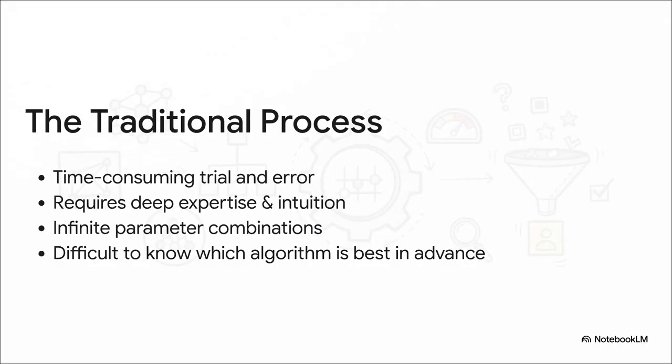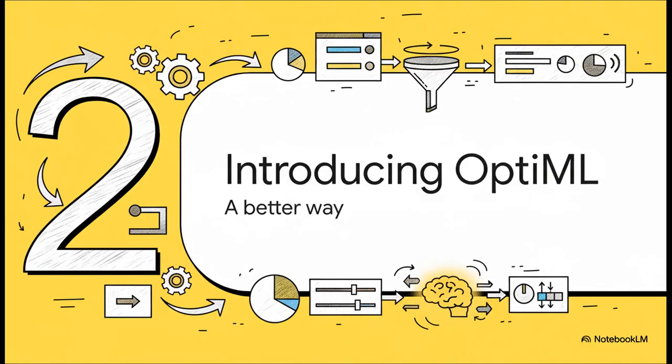The traditional way of doing this is a manual, iterative process of trial and error. It demands deep expertise, a ton of intuition, and you're sifting through a nearly infinite number of parameter combinations. It's just a slow, resource-intensive grind. But what if there was a better way? What if you could just automate this entire painful process? Well, that is exactly what OptiML is designed to do.